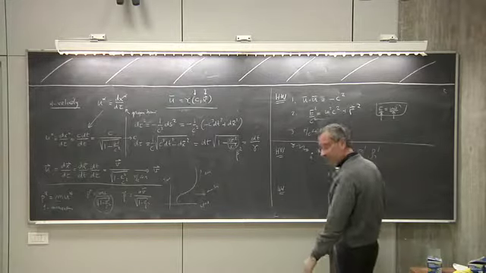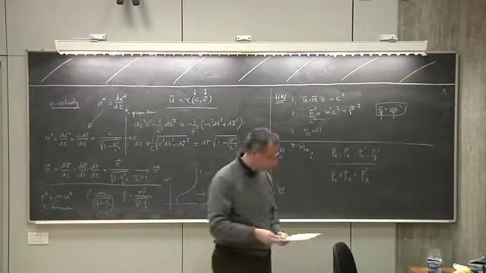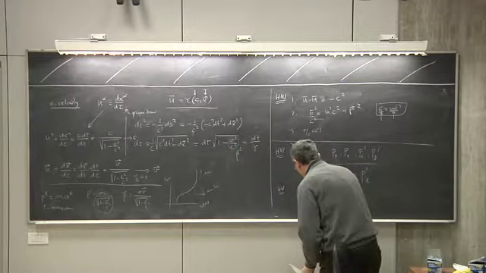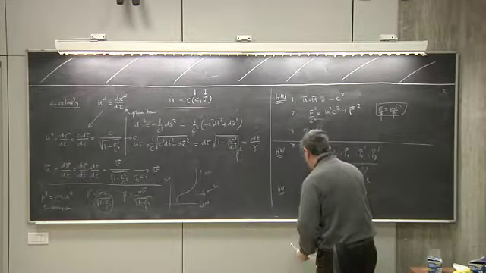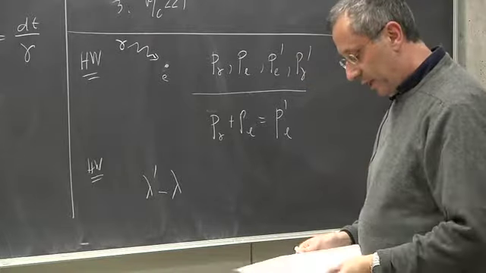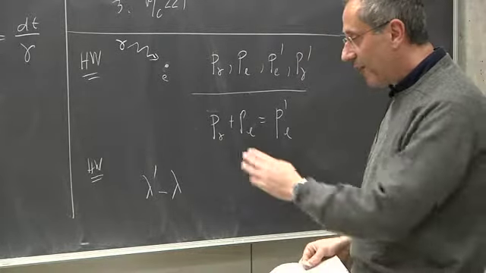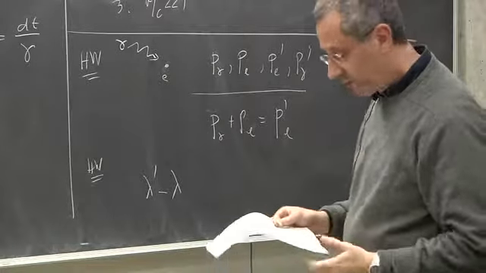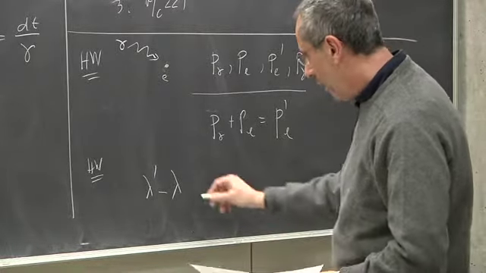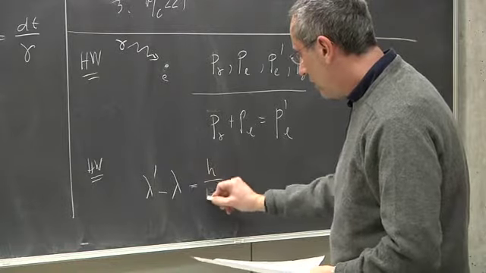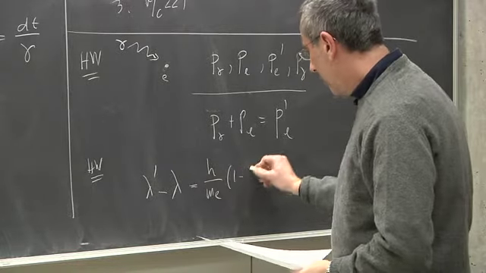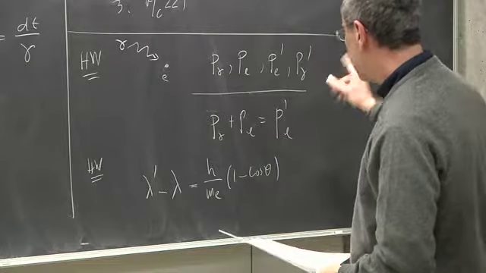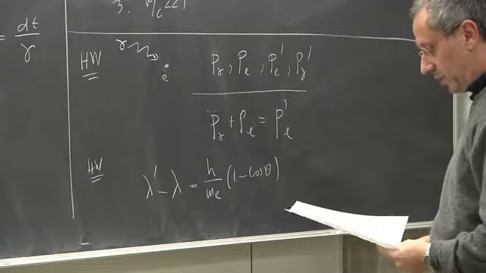By using the same arguments, you should be able to derive the famous Compton formula, that the wavelength of the photon of light coming off after the scattering is related to the original one by h over mc times 1 minus cosine of theta, where theta is the scattering angle, okay?